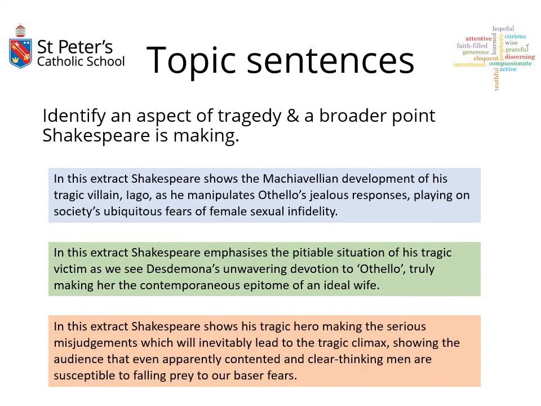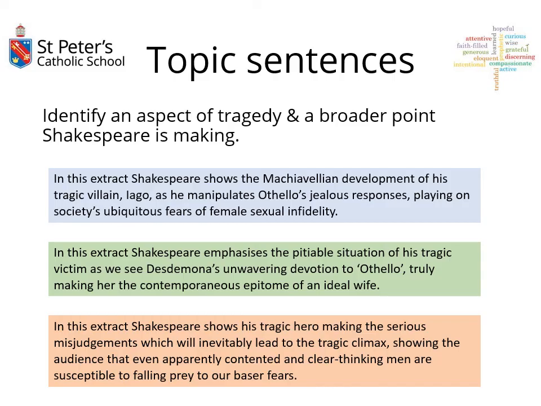And our last example. "In this extract, Shakespeare shows his tragic hero making serious misjudgments." So there's our aspect of tragedy, our tragic hero making misjudgments, which will inevitably lead to the tragic climax. So we've got some structure, "showing the audience that even apparently contented and clear-thinking men are susceptible to falling prey to our baser fears." So there's our bigger point: if someone like Othello, who is actually intelligent, well-respected, in a good place, is able to so easily fall prey to this silliness, then couldn't we all?